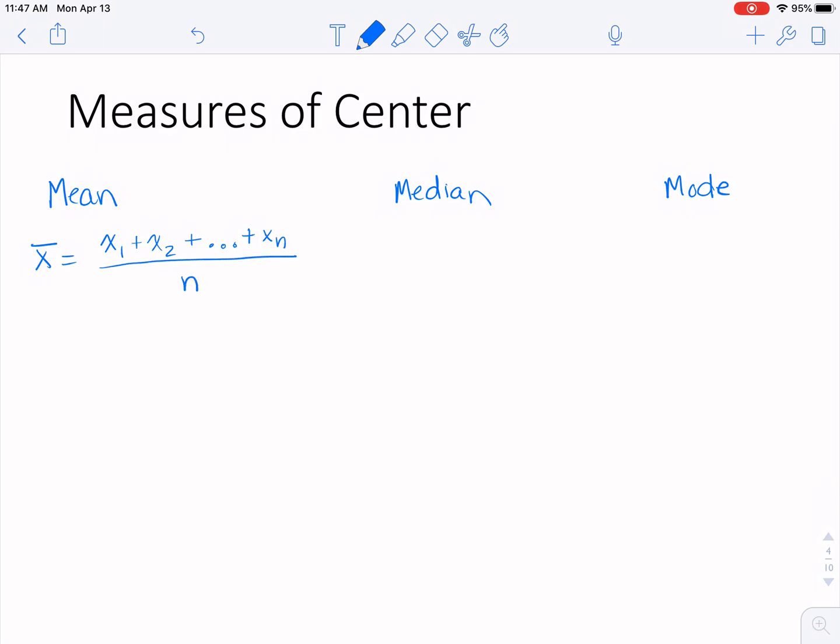So, measures of center. There are 3 that we talk about. Mean, median, and mode. Now, hopefully this is all review, but mean, or x bar, means that we take all of our data values, x1, x2, all the way up through x sub n. We add them all together, and we divide by n, the total number of data values. So this is your basic average.